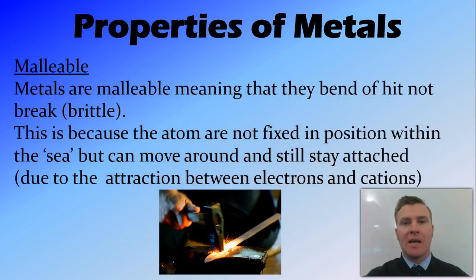Metals are malleable, meaning that if you hit them with a hammer, they'll bend rather than shatter like brittle non-metals will. And this is because, again, of the bonding that is found in metals. So the atoms, or the nuclei, are not in a fixed position, but can move around. So basically what happens is when you hit a metal with a hammer, you're pushing the protons and neutrons around. However, they are still attracted to the electrons, so they won't totally break apart. They'll stay attracted and stay together.